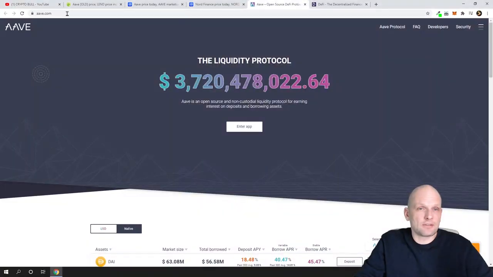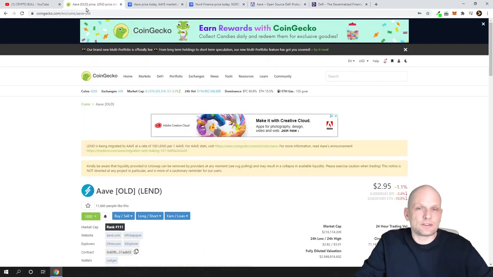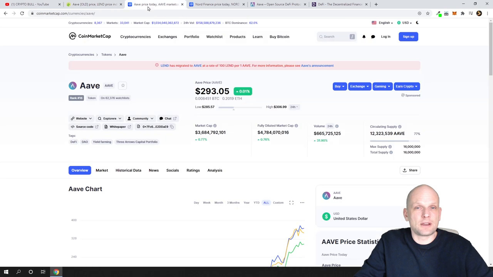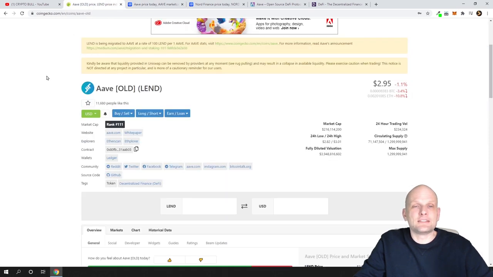Before we even dive into reviewing Aave, at the very beginning I would like to give you a short introduction to Aave, what it was before. Before Aave became the Aave token, and this is an Ethereum built protocol, which is a lending and borrowing protocol guys, it was Lend. This is just for your information. Lend is being migrated to Aave at a rate of 100 Lend per one Aave.